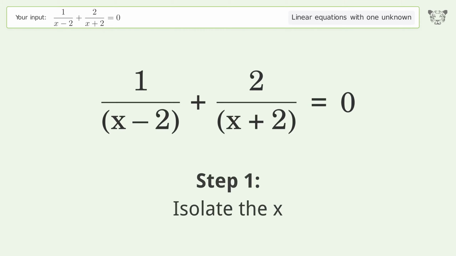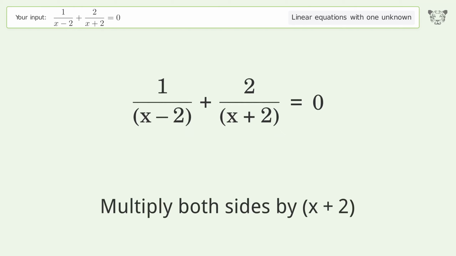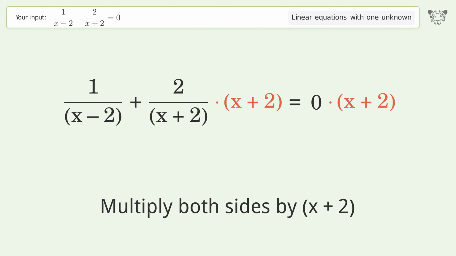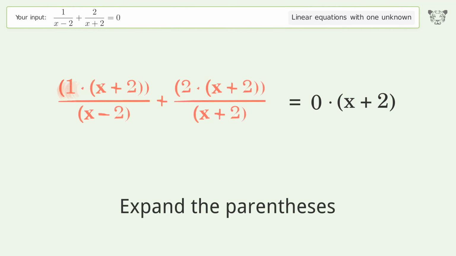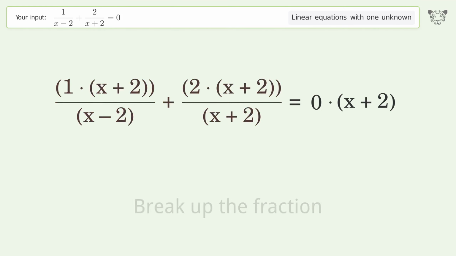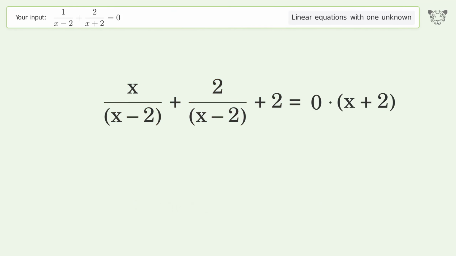Isolate the x. Multiply both sides by x plus 2. Expand the parentheses. Break up the fraction. Multiply by 0.